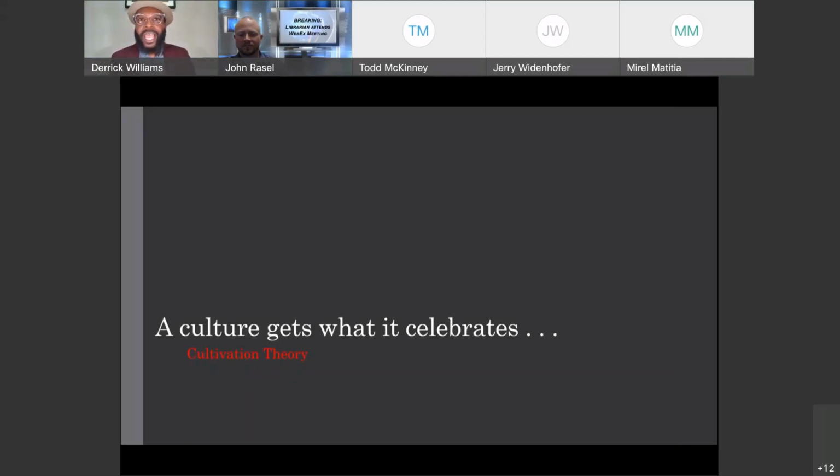Now, cultivation theory is the last theory before I open it up and have the great conversation. There's a great quote that suggests a culture gets what it celebrates. And cultivation theory basically is a theory by George Gerbner, who was a mass communication scholar. And essentially the theory suggests that when we only seek out media that confirms what we are thinking, it cultivates a kind of culture of thinking, a kind of way of thinking of things.